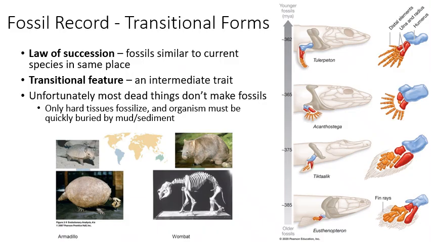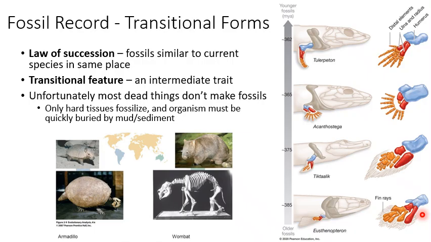The law of succession is just an observation that a lot of the time you'll see a correspondence between animals that live in a particular area and some fossils that are found there. So for instance, in South America, today you have armadillos living there, and in the fossil record you have the fossil of this guy, which looks quite similar to an armadillo. In Australia, today you have wombats living there, and in the fossil record you see the skeleton of this guy, which looks very similar to a wombat.